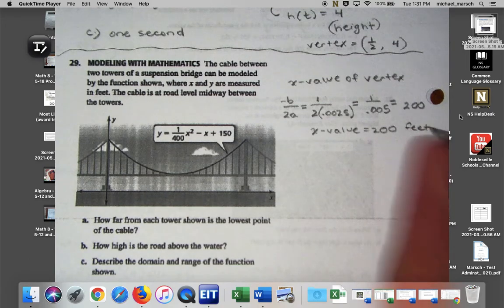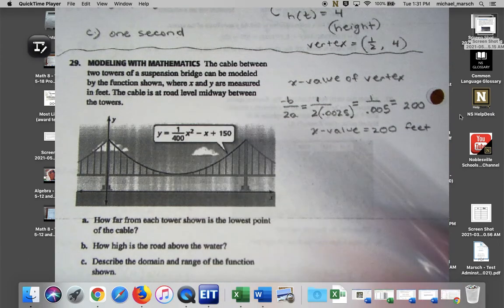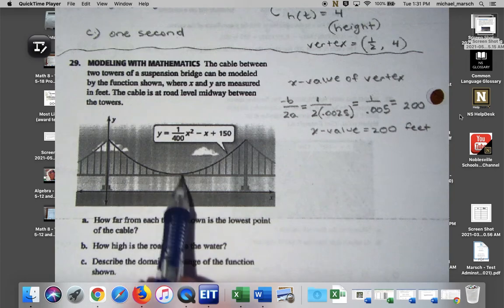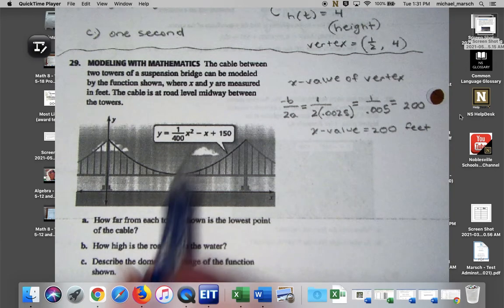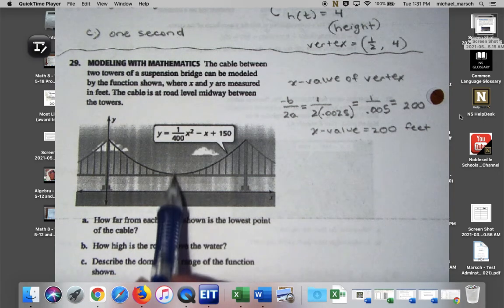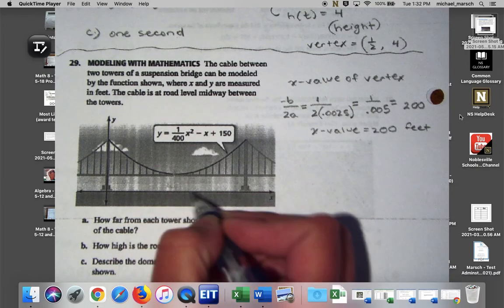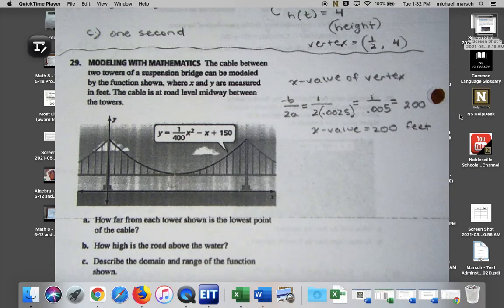And everything is measured in feet, right? We don't have time here. We're just talking distances for this one. So that tells us how far over to go on this bridge. Remember, they said it's midway. So that tells us we're going to go over 200. Now we need to find our y value.